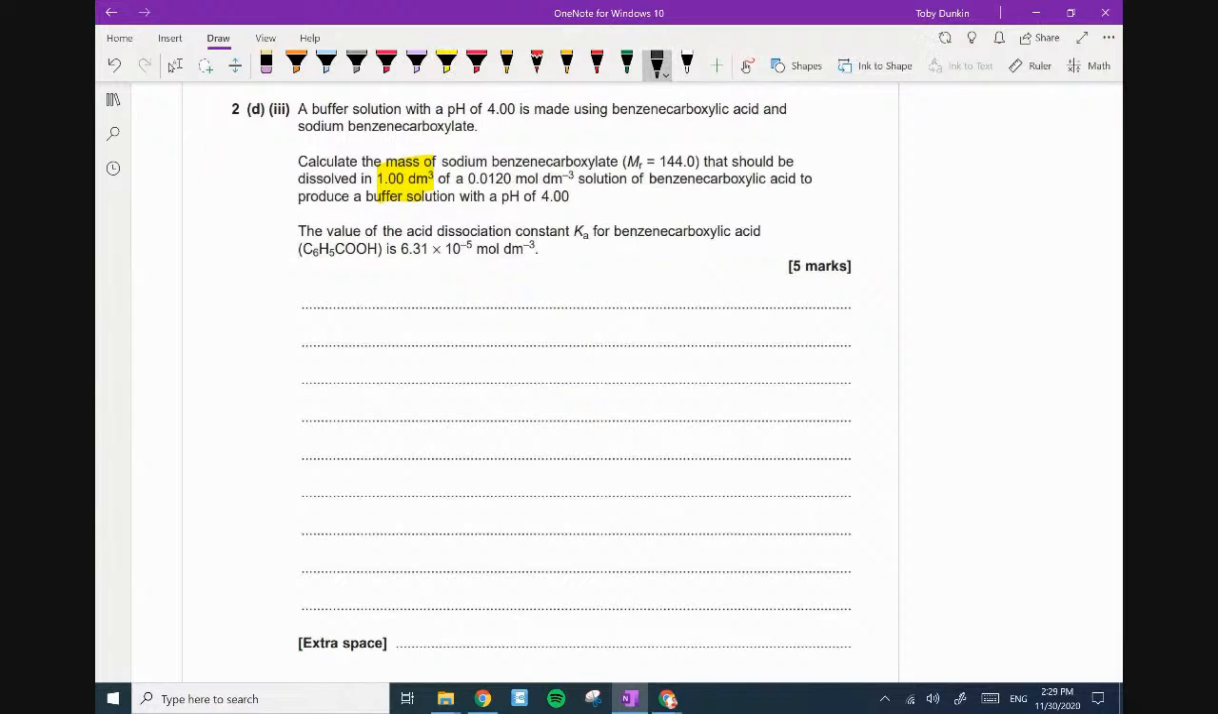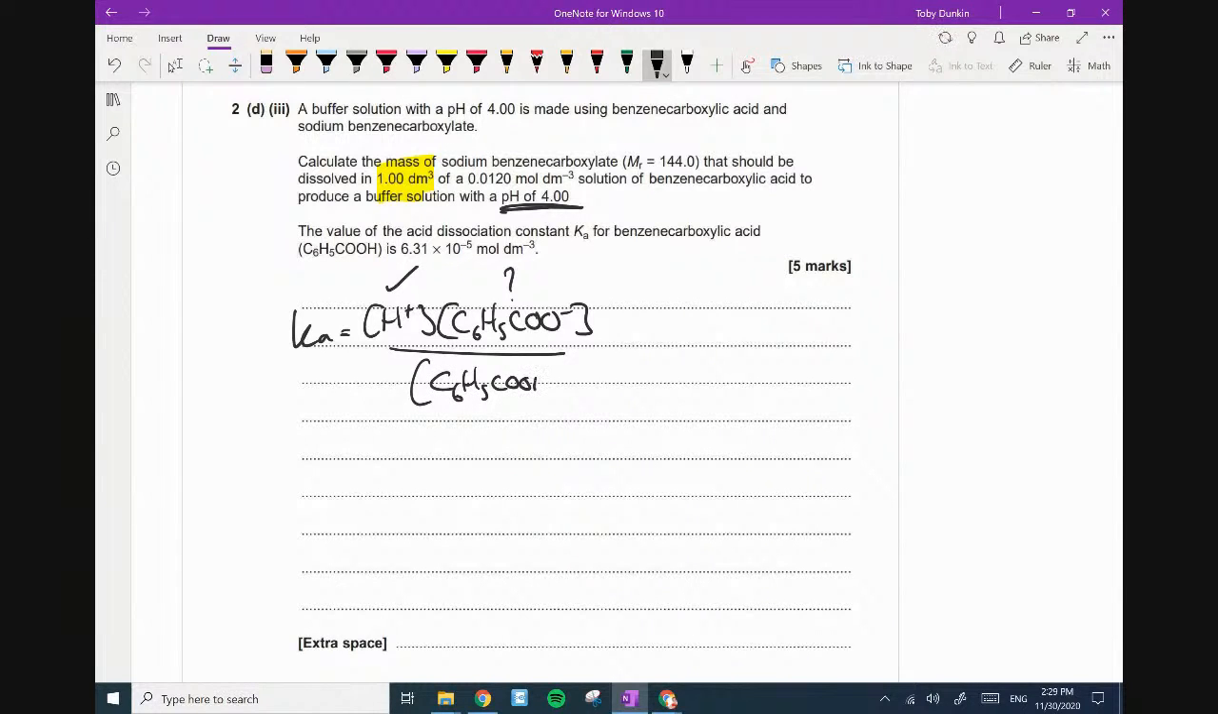Right, roadmap. Ka equals H plus, and I've got the H plus because of the pH. This is the benzene carboxylate minus, which is what we're after, over the concentration of the benzene carboxylic acid. Much more interesting. I've also got the Ka value and I've got that one.